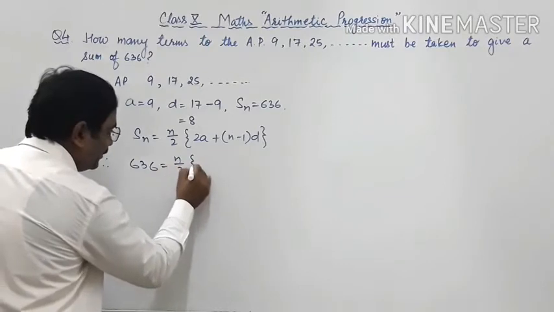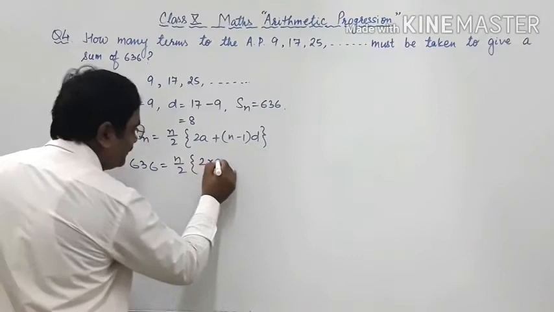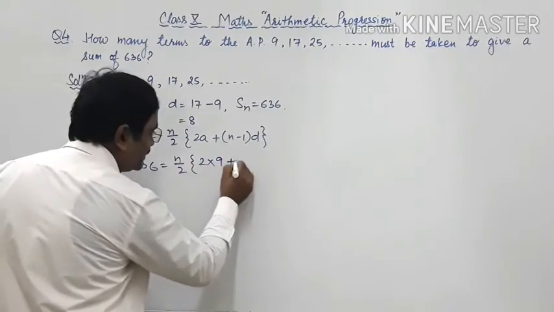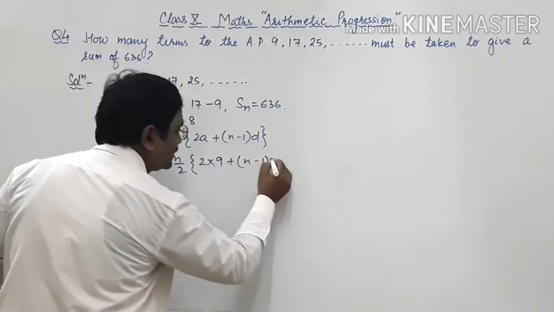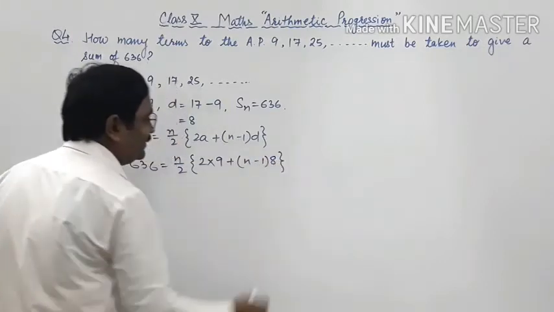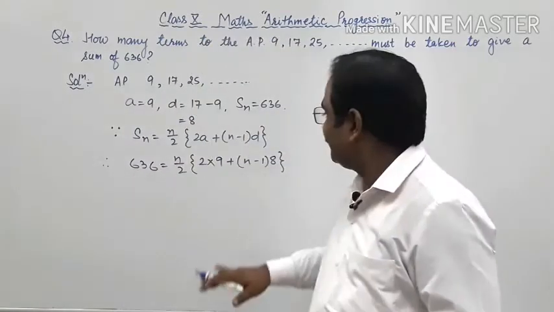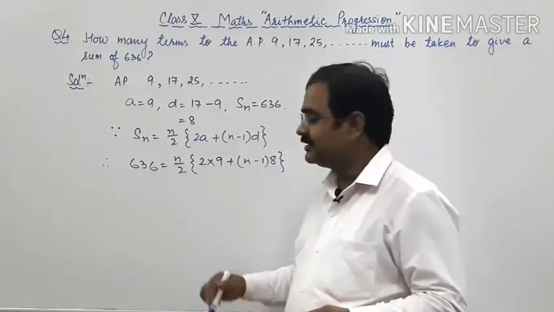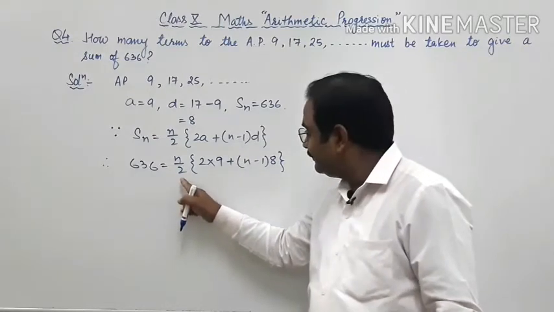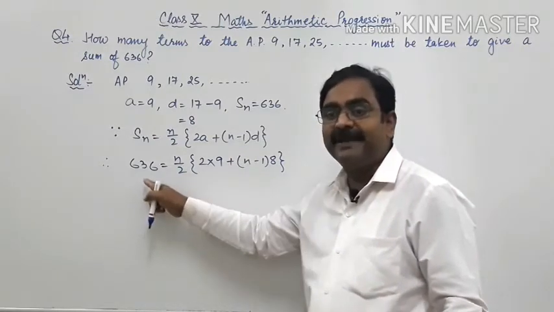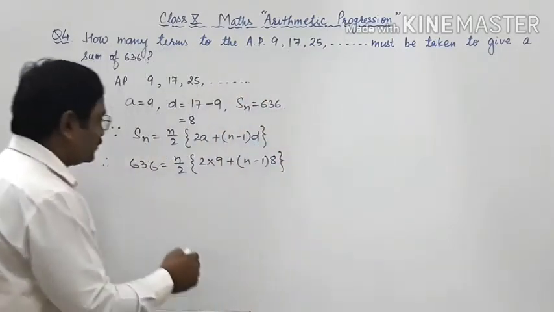n upon 2 will be the same, twice of a, the value of a is 9, plus n minus 1 into d, and the value of d is 8. Let us solve this question, and after solving we will get our answer. Here 2 is in the denominator, so when you cross multiply, it will be multiplied with 636.